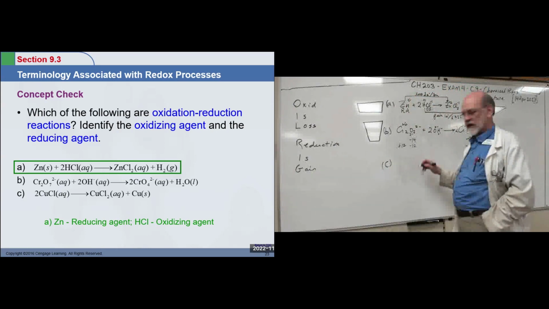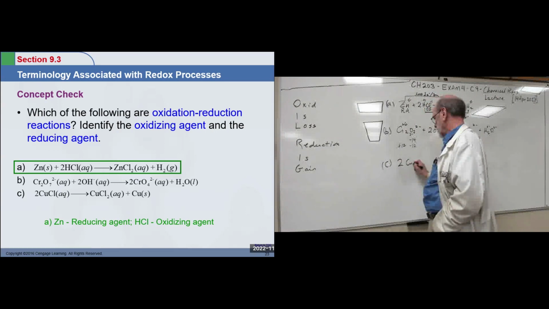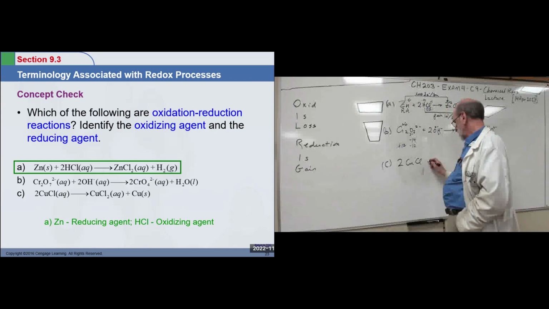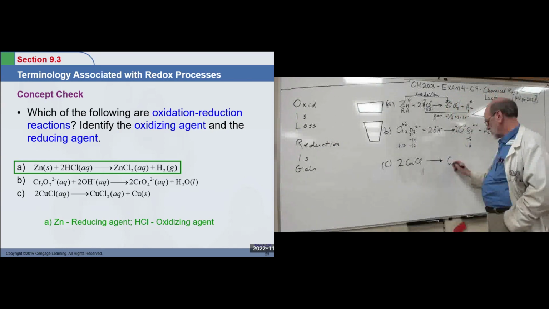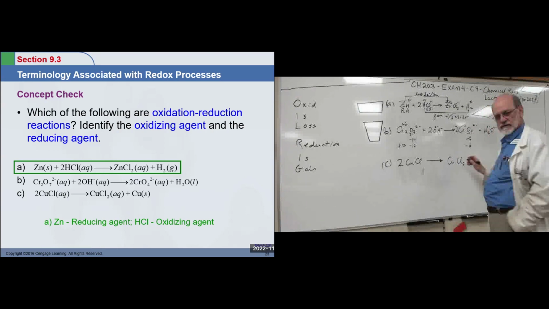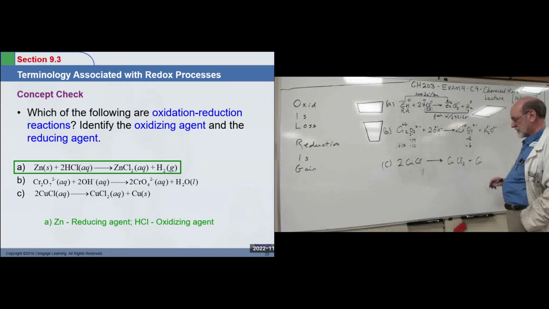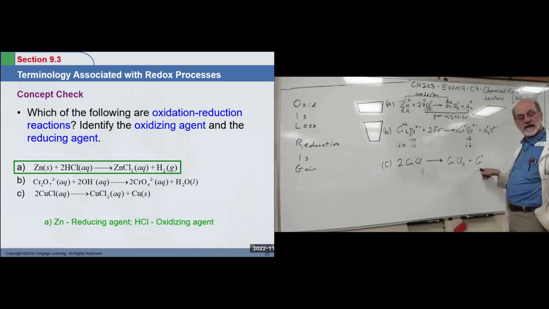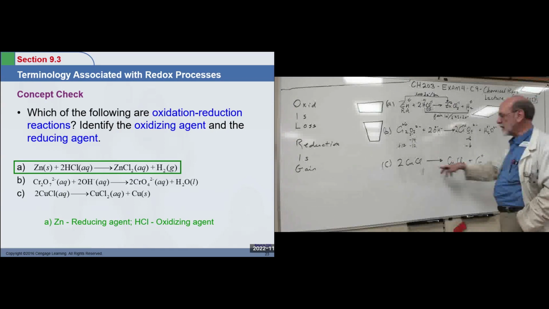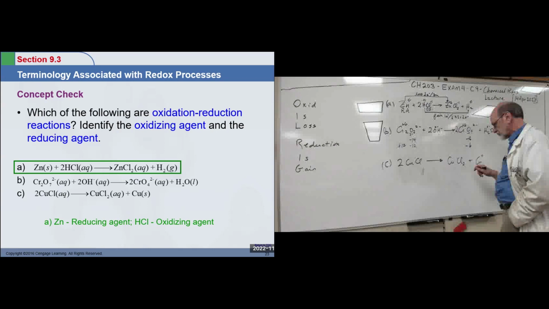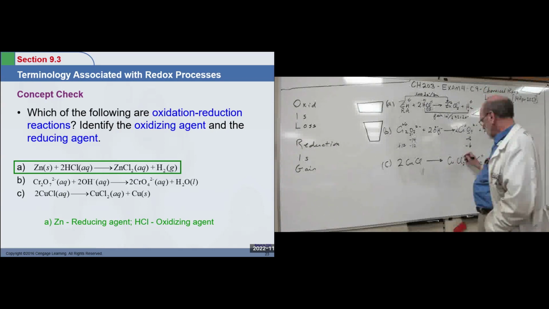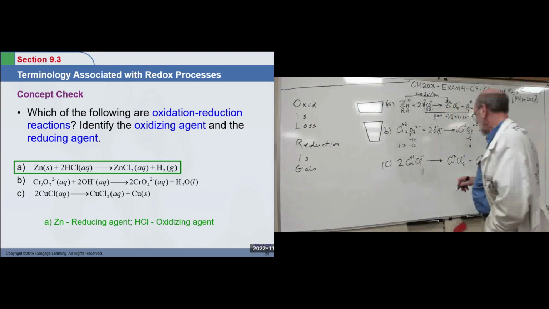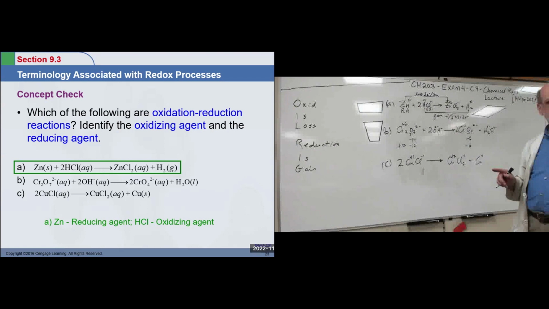Actually, I like this one the best, and I'll tell you why in just a second. Copper 1 chloride yields copper 2 chloride plus copper metal. Okay, so this one's a 0, and this tells us it's a redox because there's a metal here. This is an element coming from a compound. Okay, this is a minus 1, so this has to be a plus 2. This is a minus 1, this is a plus 1. So notice copper went 2 different directions.